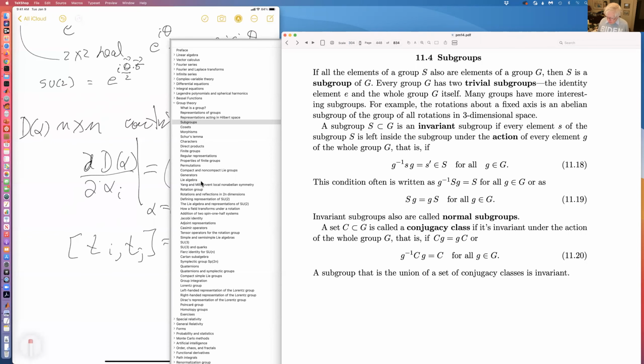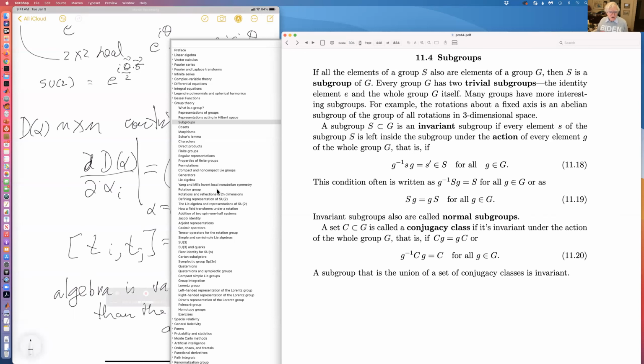Well, the Lie algebra is vastly simpler than the continuous group. So the algebra is just vastly simpler than the group, than the continuous group, let us say. And so that's the subject of Lie algebras here. And then, of course, the one application of continuous groups in quantum mechanics and quantum field theory is Yang-Mills theory.